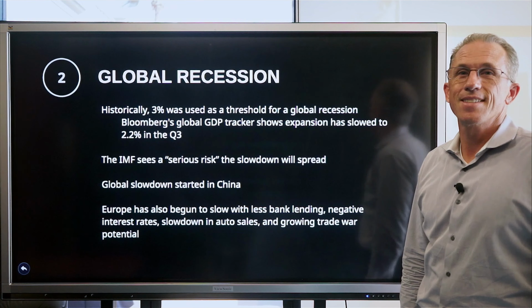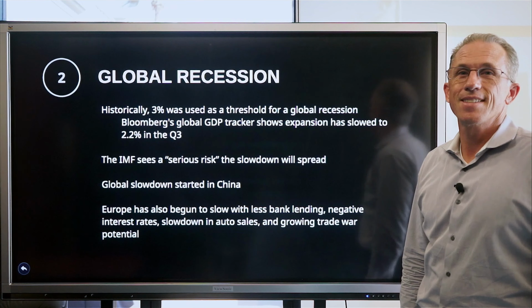So the global recession. Historically, 3% has been a threshold for a global recession. Bloomberg's GDP forecaster predicts about a 2.2% growth in the third quarter. The IMF sees a serious risk of a global recession. And if you look at it, this all really occurred in China. Europe now has caught the cold, and we're seeing that through their bank lending, negative interest rates, retail sales, and also the growing trade war is slowing things quite considerably.